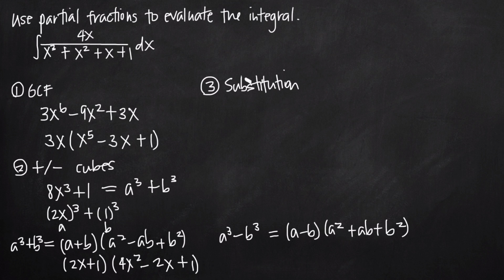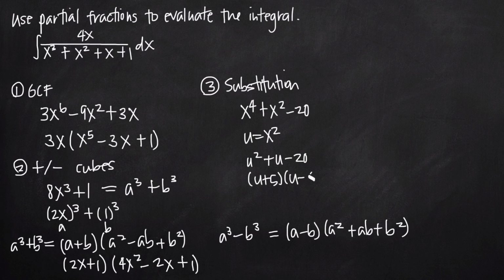So for example, if we're given the polynomial x to the fourth plus x squared minus 20, and that's our denominator, and we need to factor it in order to do a partial fractions problem, we can't factor this as is, but one thing we can say is that we can set u equal to x squared, and we can do a little substitution here. So substituting this in, we'll get u squared plus u minus 20. And this is something we can factor. This is just u plus 5 times u minus 4.